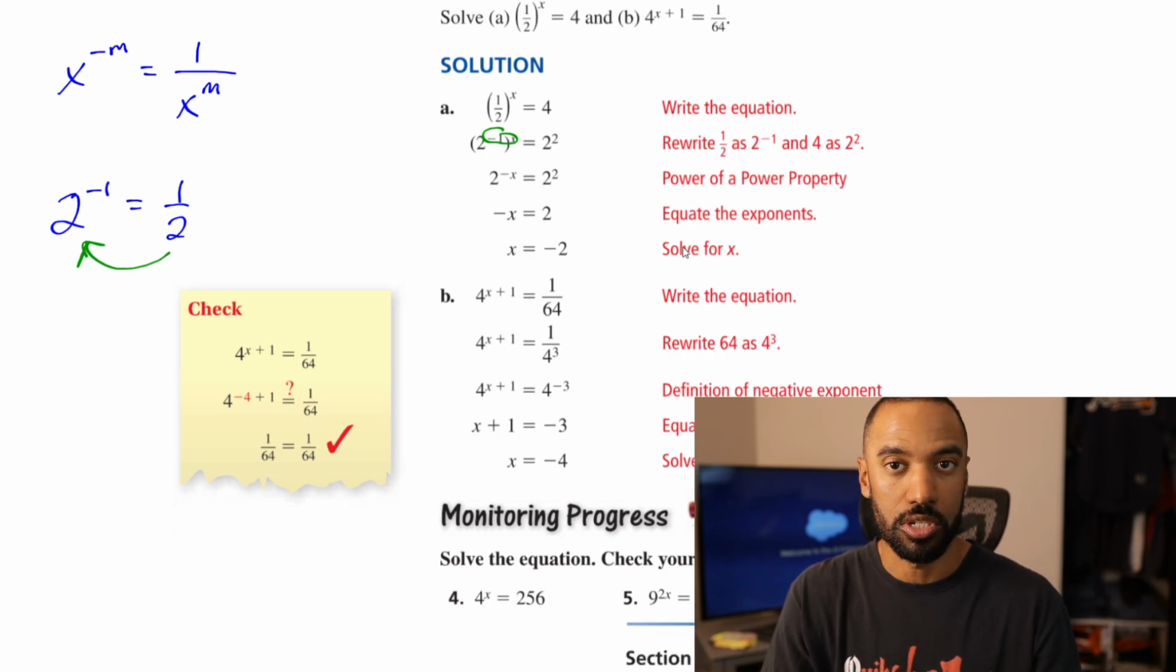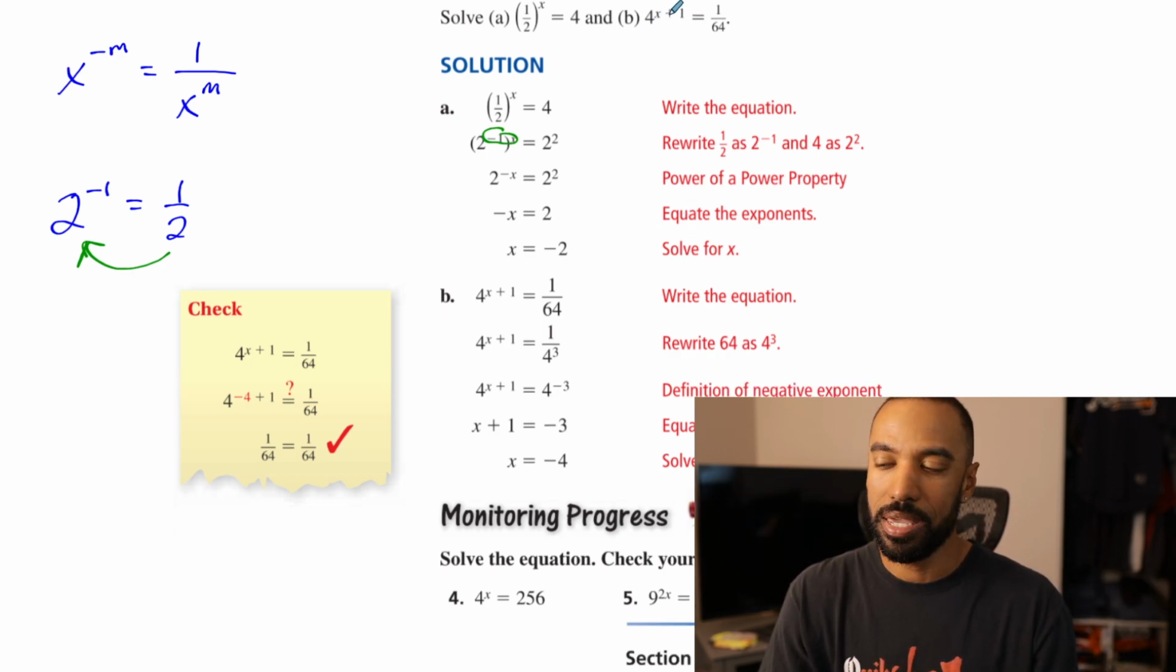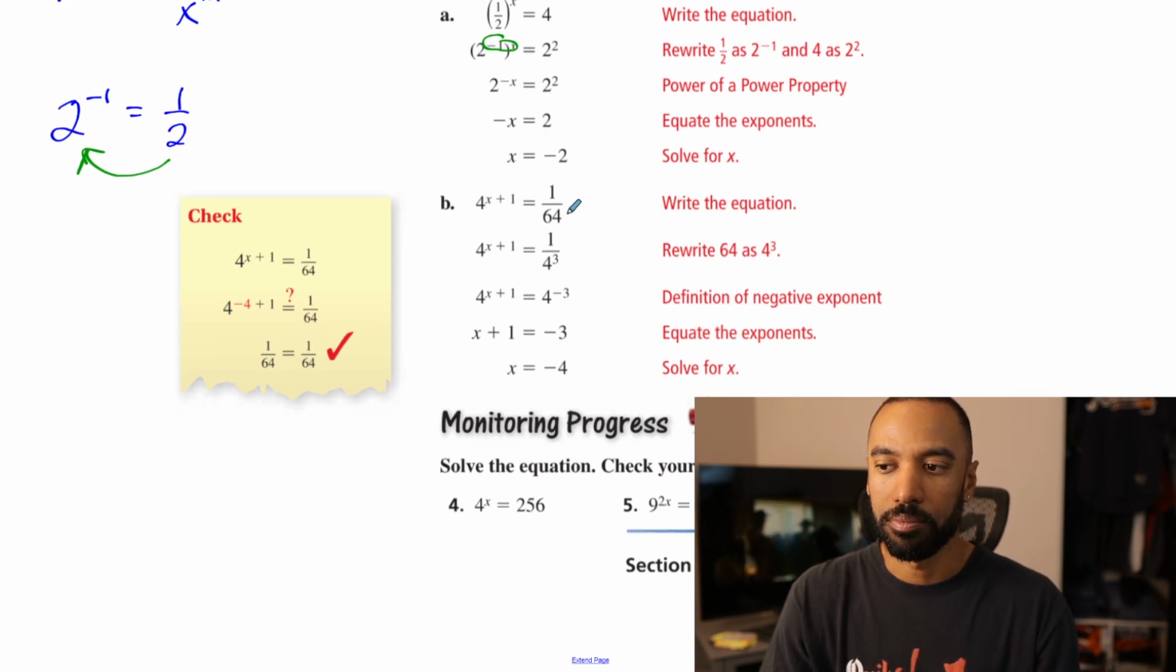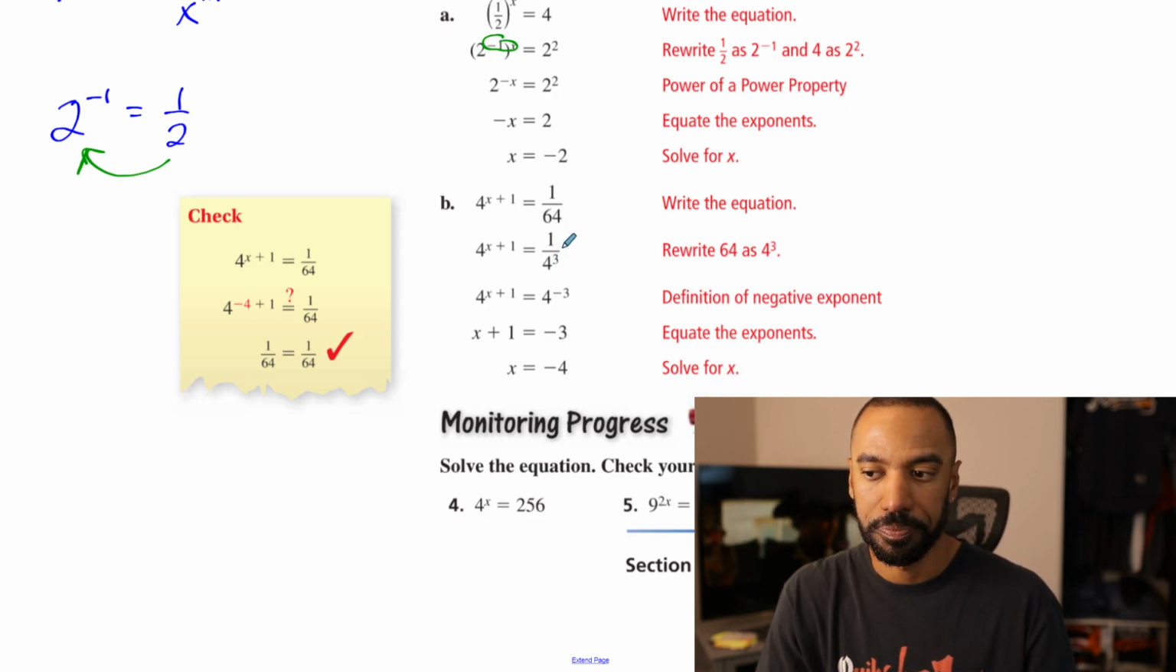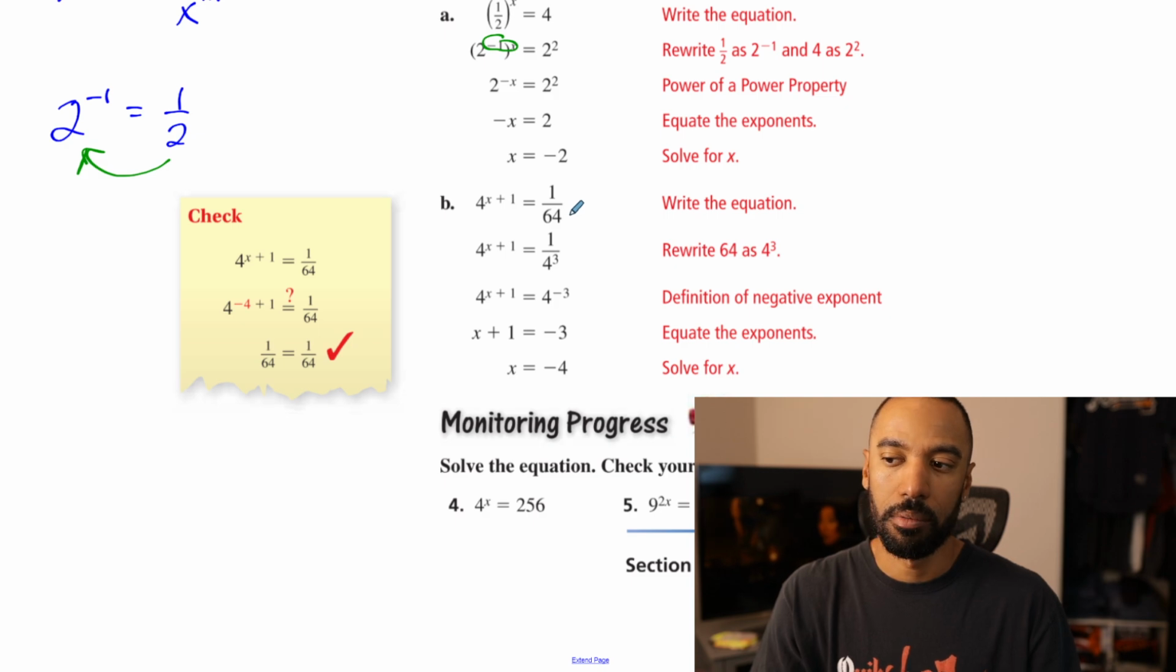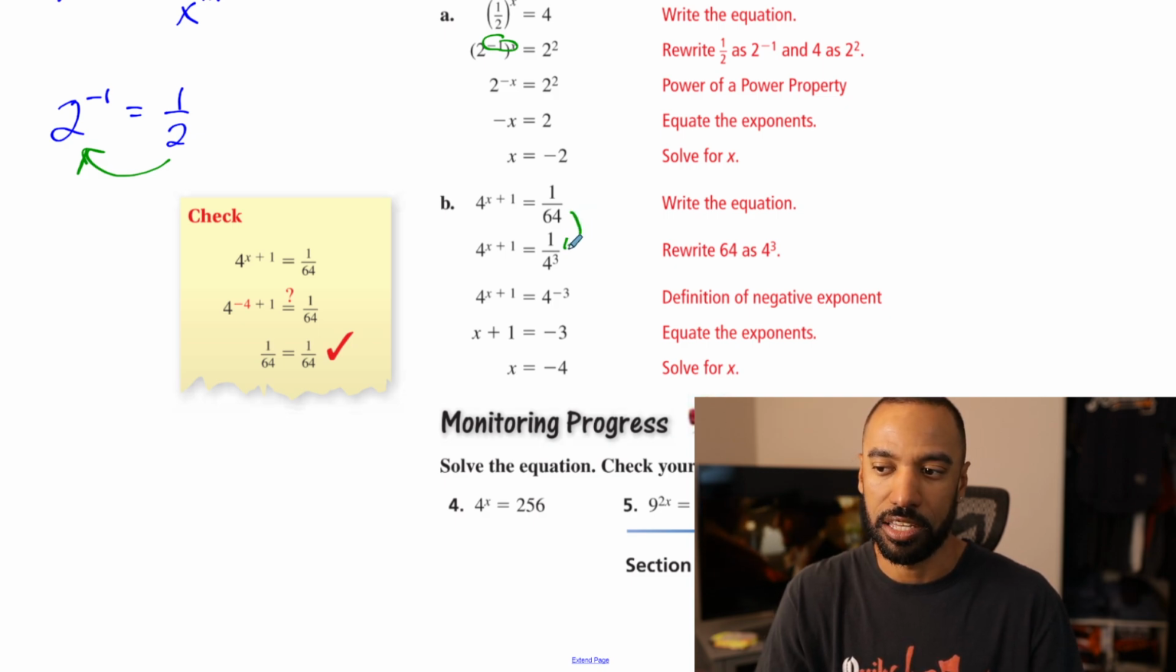Obviously, I'll have a lot more to do with you in the problem set. There is a part B as well. It says 4 to the x plus 1 equals 1 over 64. Well, 64 itself is a power of 4. It's 4 cubed. So they do one more step in between, one that I like to show you here before we get to that next one.